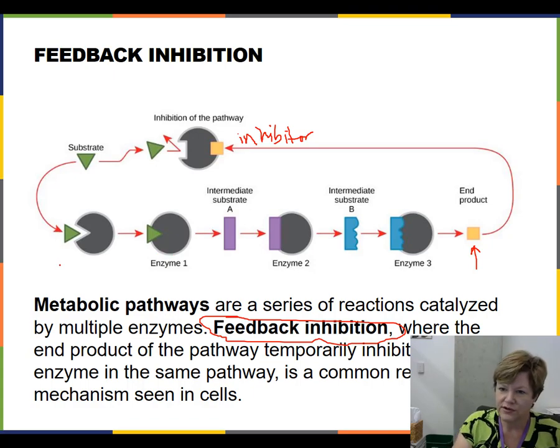So when the yellow squares start to pile up, they start to block enzyme 1 in this example from being able to do more. And that's always going to be a temporary inhibition. It's not permanent. And when the cell starts to run out of yellow squares, then the inhibitor will detach from enzyme 1 and the pathway can begin again.